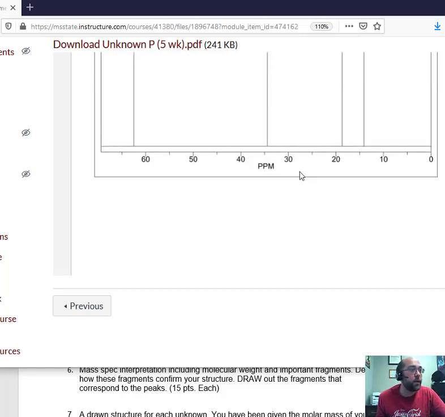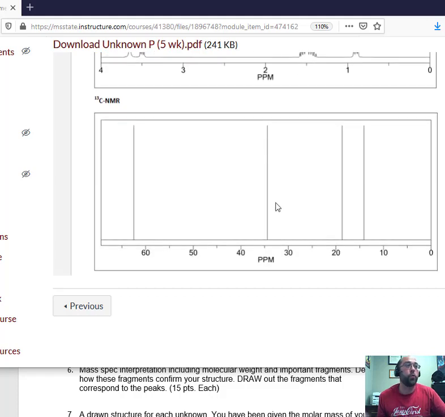Okay? Same thing when you do your carbon 13. Redraw the structure, focusing on the carbons, right? We don't need to see hydrogens in that structure, and label each carbon as you have four peaks, right? So A, B, C, and D, right?